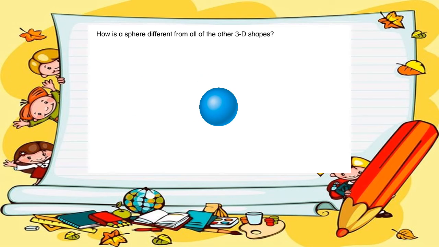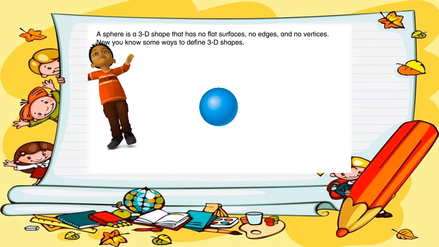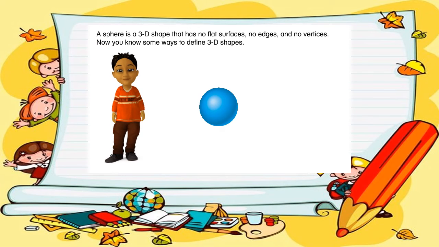How is a sphere different from all of the other 3D shapes? A sphere is a 3D shape that has no flat surfaces, no edges, and no vertices. Now you know some ways to define 3D shapes.